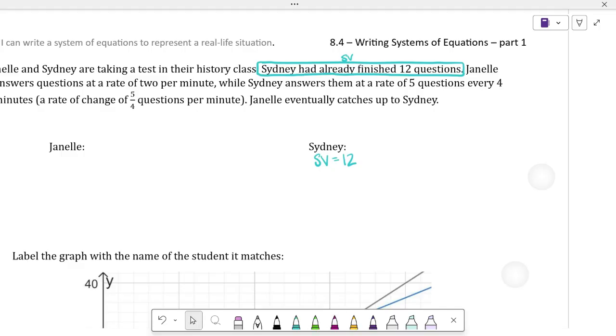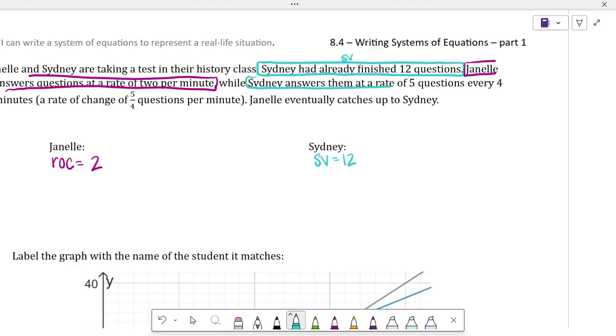It says Janelle answers questions at a rate of 2 per minute, so Janelle's rate of change is 2, while Sydney answers them at a rate of 5 questions every 4 minutes, or a rate of change of 5/4 per minute. So Sydney's rate of change is 5/4. Because it doesn't say anywhere about Janelle's starting value, we're going to assume that she's starting from the very beginning of this history test.